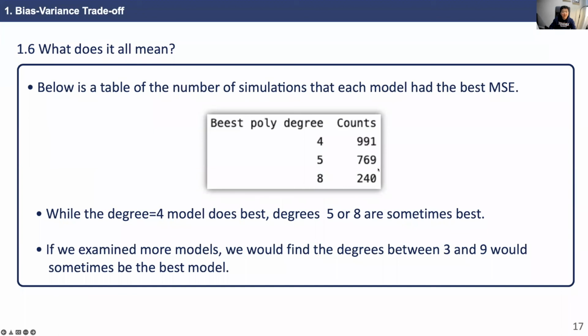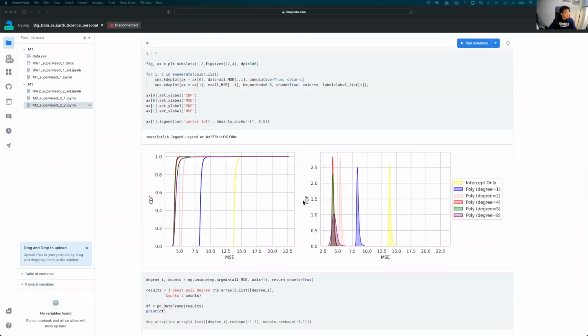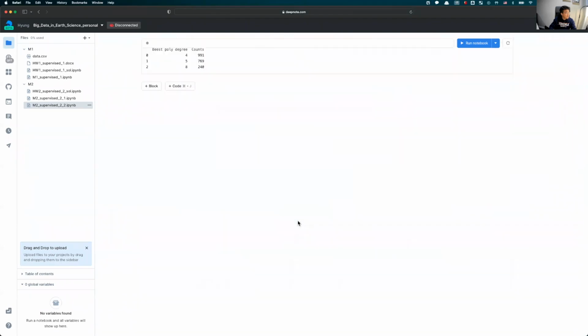And finally, below is the table of the number of simulations that each model had the best MSE. While the degree 4 model does best, degree 5 or 8 are sometimes best. If we examine more models, we would find the degrees between 3 and 9 would sometimes be the best model. And please take a look at this code line.